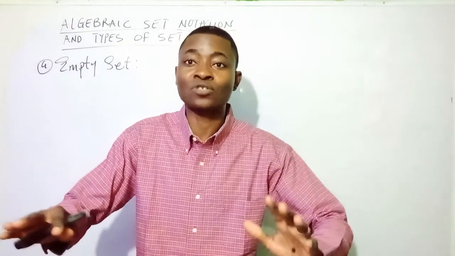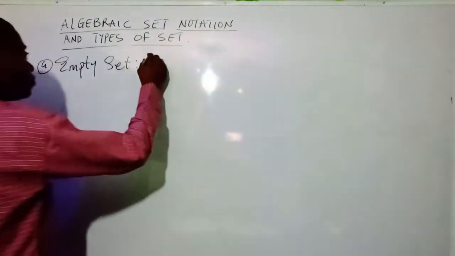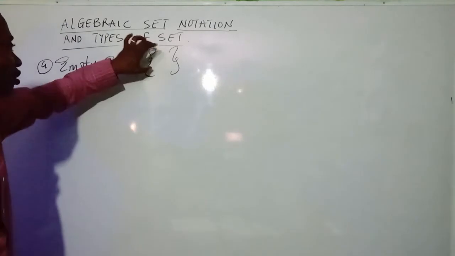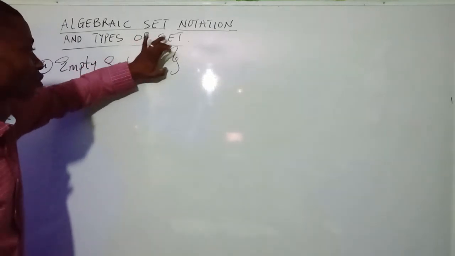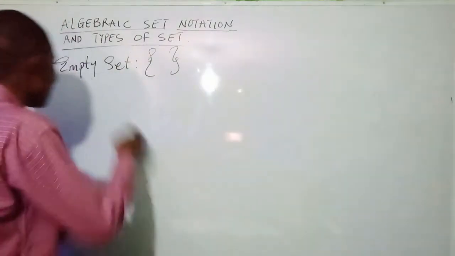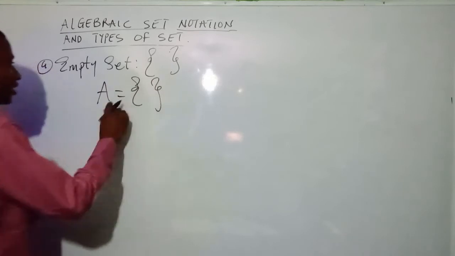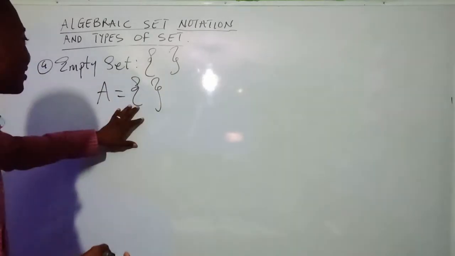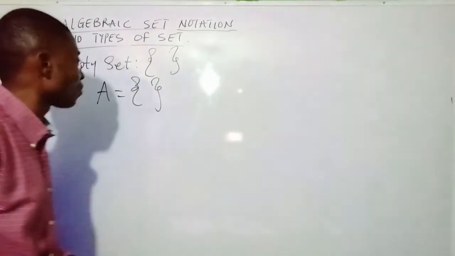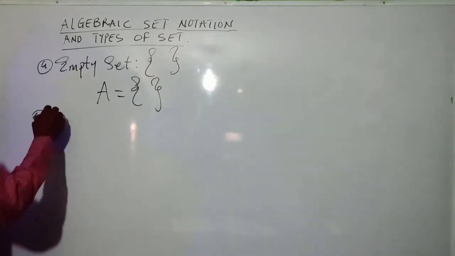Such a set is referred to as an empty set. And how do we indicate that? We use this, just an open and close curly bracket like this, which indicates that the set is empty. For instance, I have set A, and you see this. It means that A is a set but does not have any elements. And that is exactly what that means. Now the next type of set is the finite set.